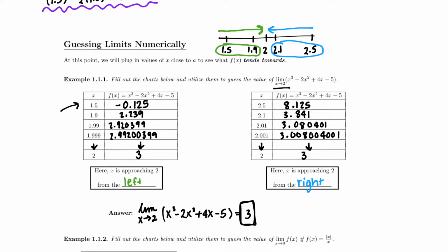And once again, oops, this is the left side, right? If you're coming from below the number, you're coming from the left side. And if you're coming from above the number, that's the right side. And we'll get more into that in section 1.3. We'll be talking about it now, but we'll be talking about it a lot more in section 1.3.